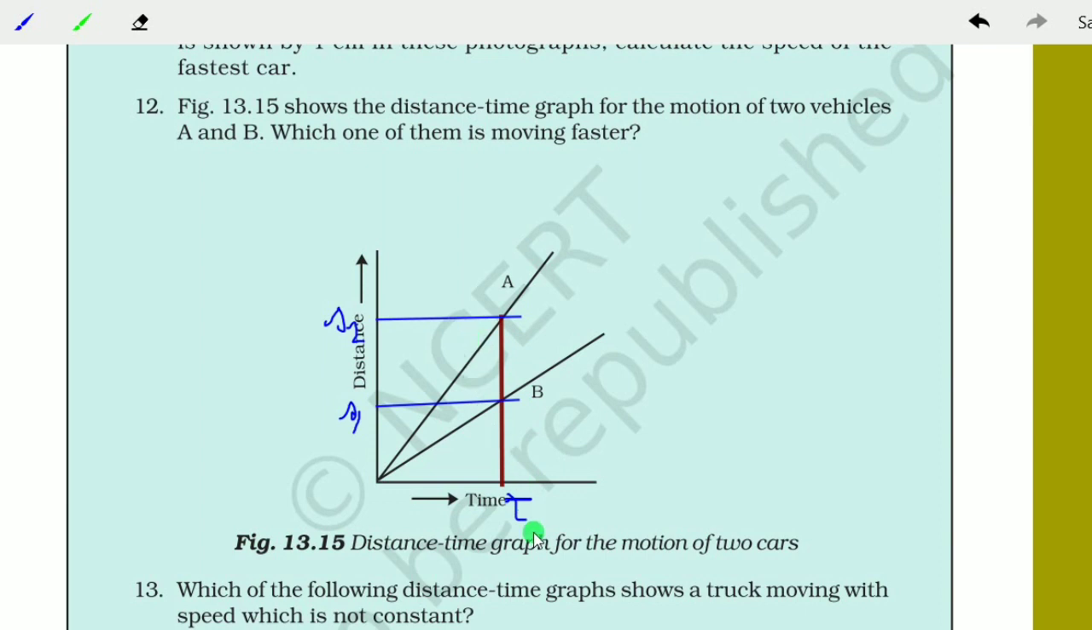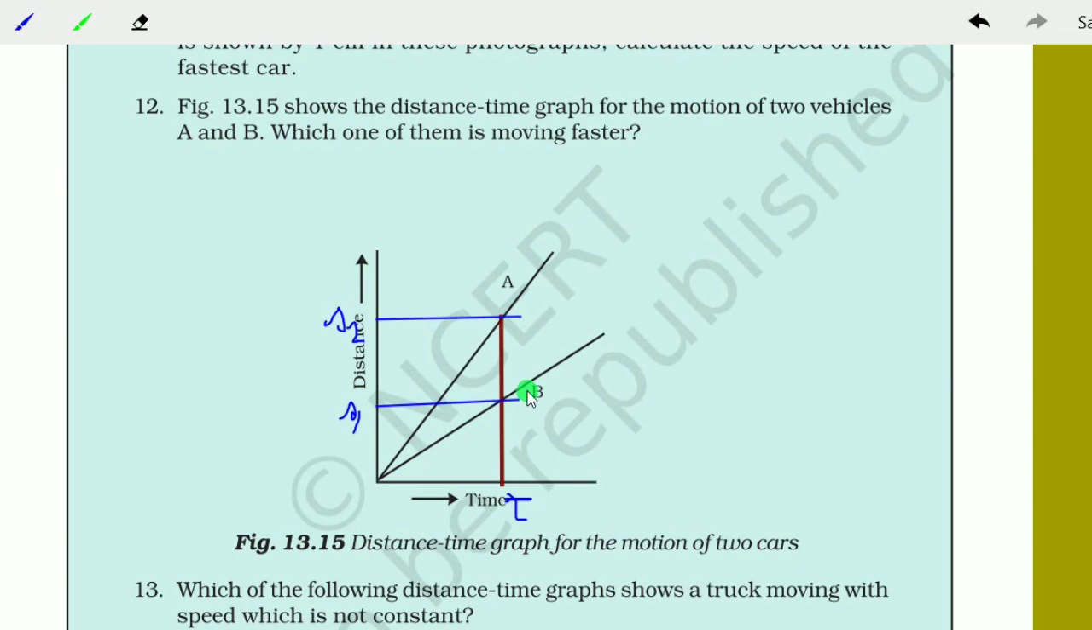Which is greater? At that particular time, which vehicle traveled more distance? Here s2 is greater than s1. So s2 is for A. So vehicle A has moved more distance with respect to B. In this way you can give the answer in the answer sheet.